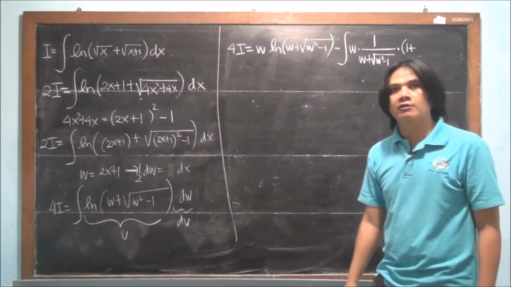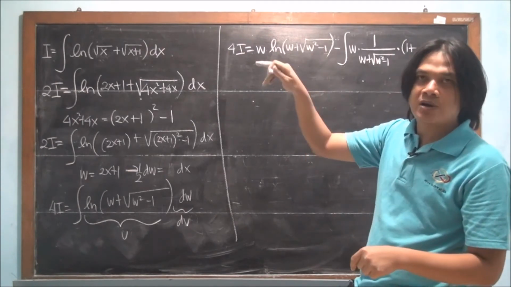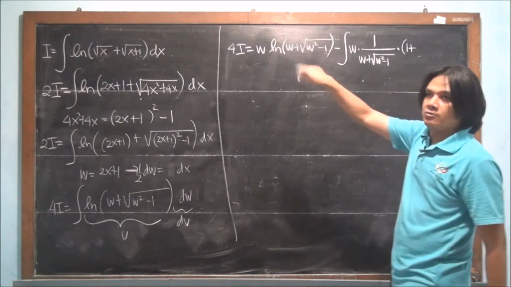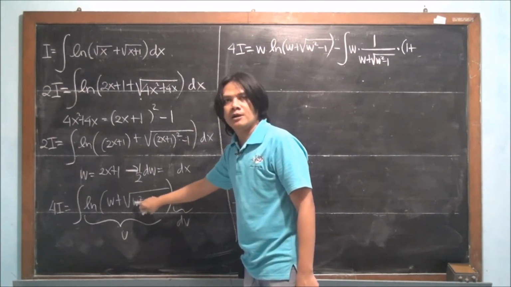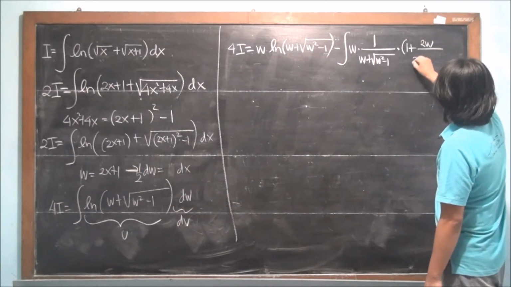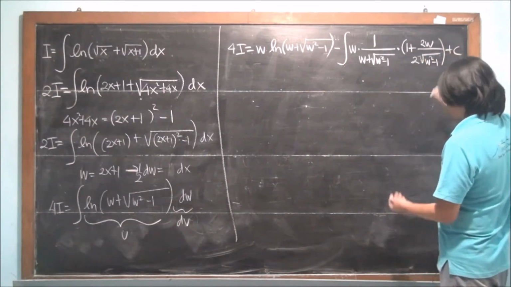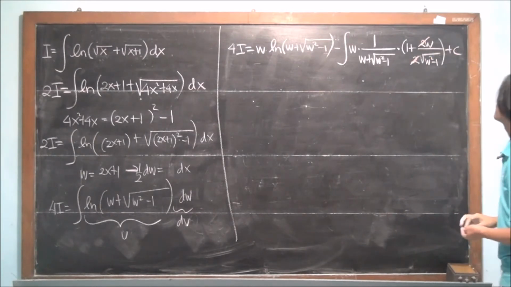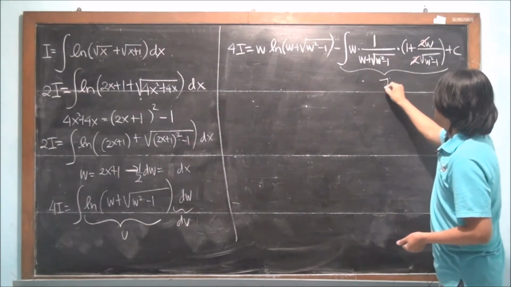Remember that the derivative of square root of x is 1 over twice square root of x. So the derivative of this will be 1 over 2 times square root of this, and then we multiply by 2w. So 2w divided by 2 square root of w squared minus 1, plus constant. But we can cancel the 2. Okay? So let's call this guy J.